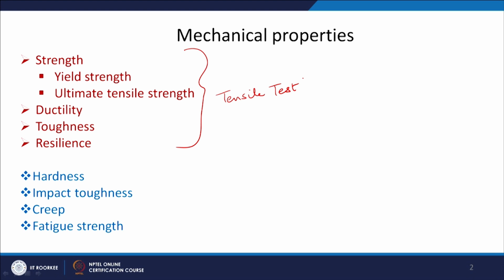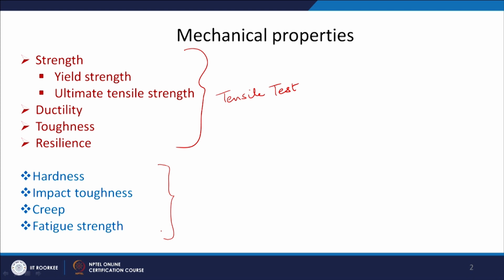So the strength of the material: you have yield strength and ultimate tensile strength, two of the most important strengths we need. And then you have ductility, toughness and resilience. Then there is another set of properties mentioned here: hardness, impact toughness, creep and fatigue strength.